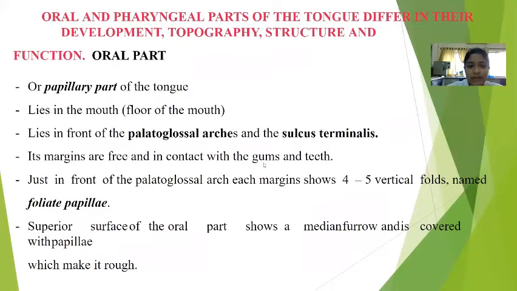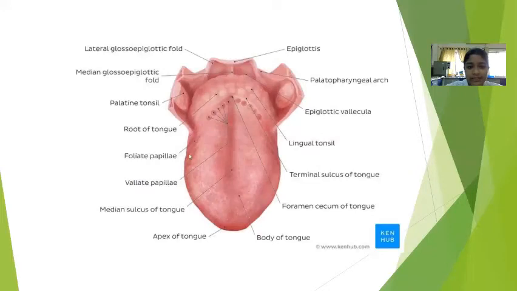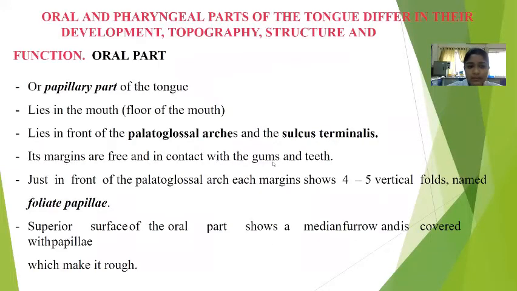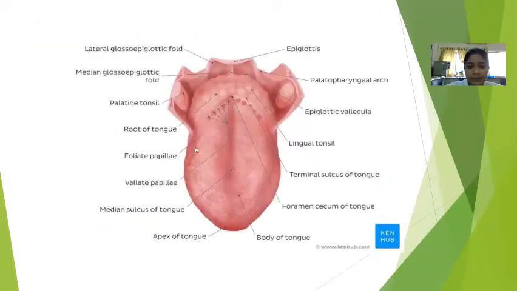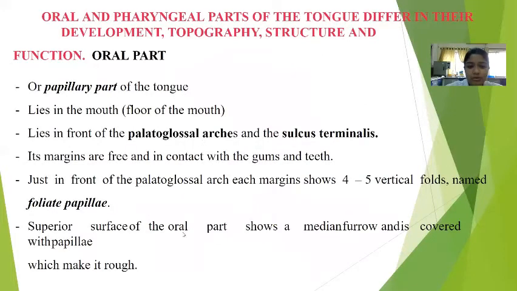Its margins are free and in contact with the gums and teeth. So, these are the margins. Just in front of the palatoglossal arch, each margin shows 4 to 5 vertical folds named foliate papillae. So these are the 4 to 5 foliate papillae. The superior surface of the oral part shows a median furrow and is covered with papillae, which makes it rough.